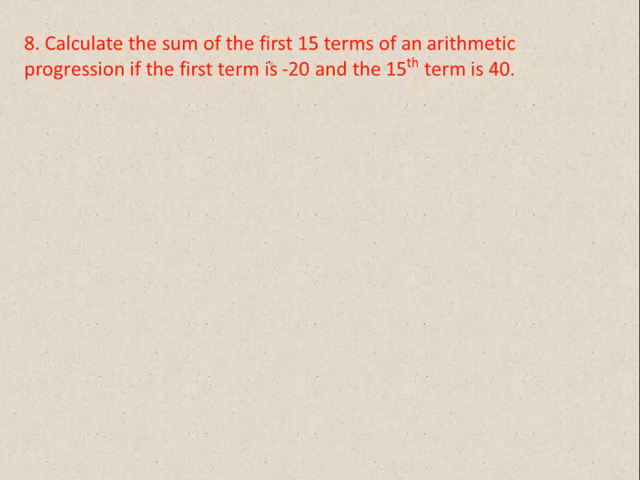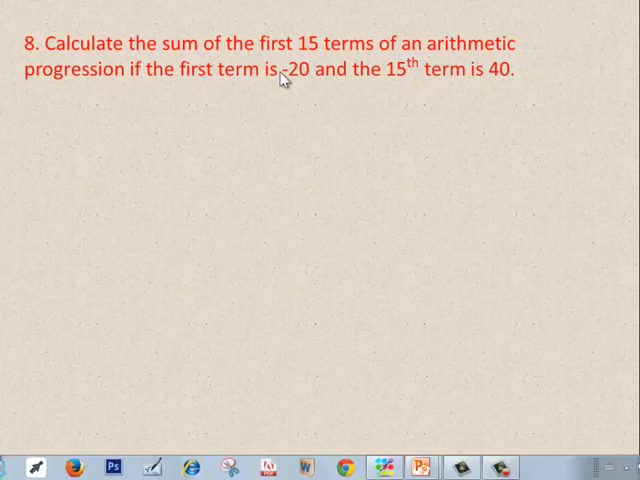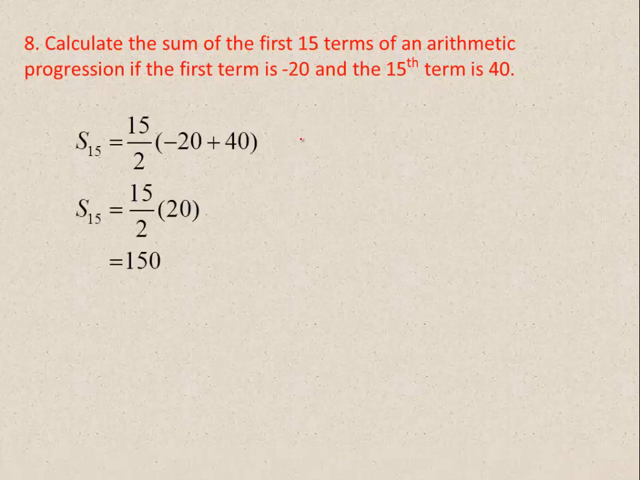Almost there, guys. Calculate the sum of the first 15 terms of an arithmetic progression if the first term is minus 20 and the 15th term is 40. Now guys, this again is quite simple. It's quite straightforward.